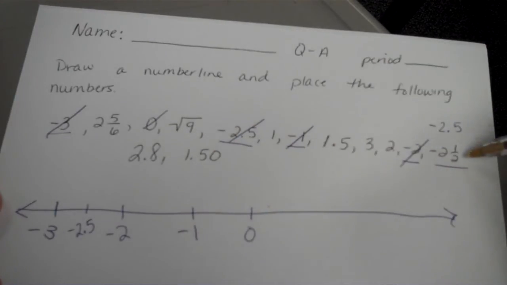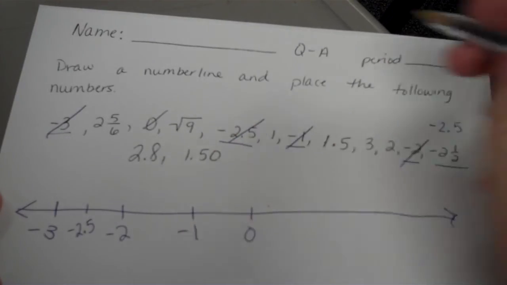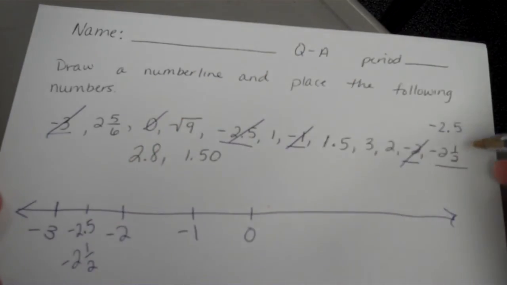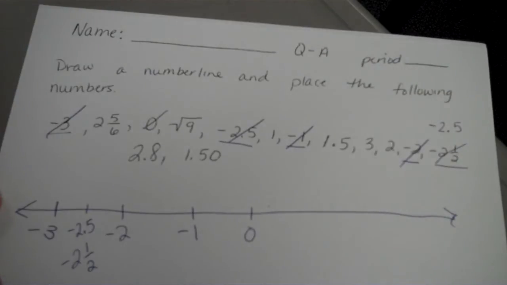That's -2.5. The other one's -2.5 as a fraction, but it's the same number. So I'm writing it directly underneath it because it only takes up one space on my number line, not two, even though they're two different numbers.